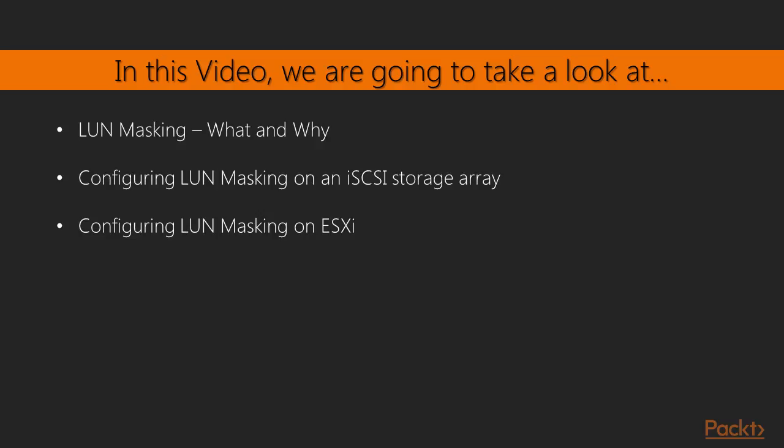Now LUN masking comes hand in hand with something called zoning, storage zoning. It's almost like VLANs within a storage network, where you make sure that certain HBAs and certain end storage devices are the only ones that can talk to one another, and anything not in that pool of devices, which is basically the zone, cannot actually communicate. So with that, let's look at the storage array and then the ESXi.